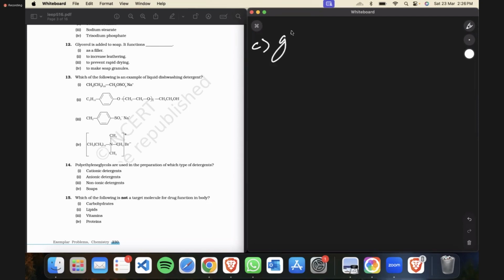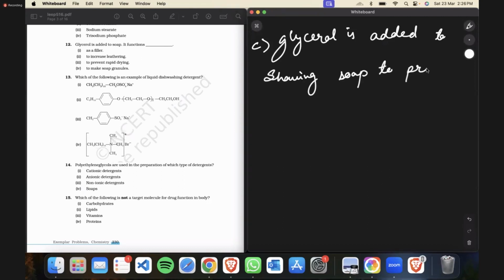Now, glycerol is added to shaving soap to prevent rapid drying, while rosin is added to enhance the lathering property.